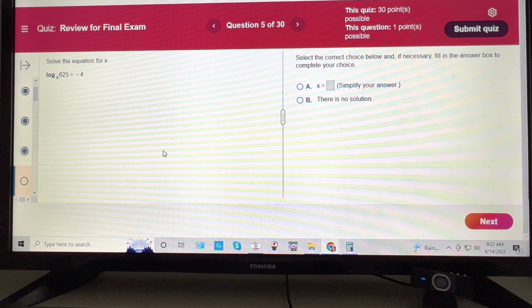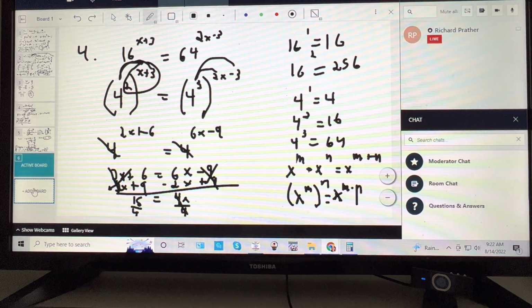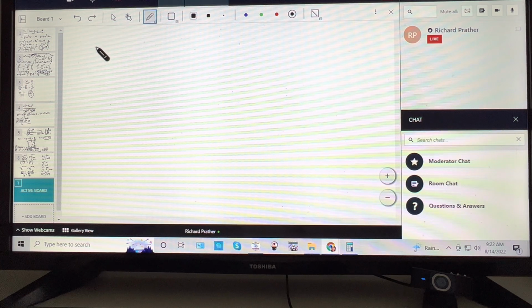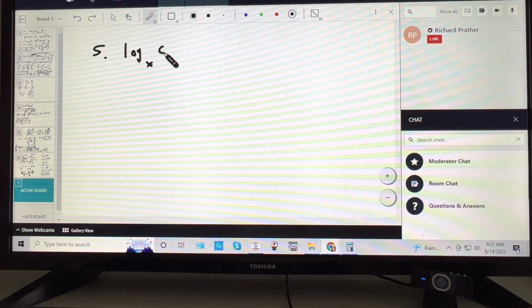Okay, that was an exponential equation. Now we're going to solve a log equation. In a log equation, the unknown can be in any of the three slots. Here they have log base x. That's the unknown. Of 625 equals -4. But the x could be in any of those three slots. It could be here, here, or there. And no matter where the x is, you still do this the same way.